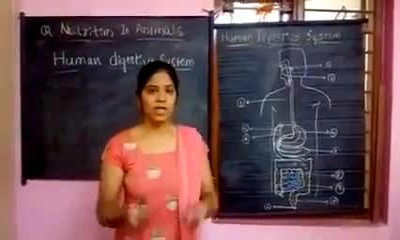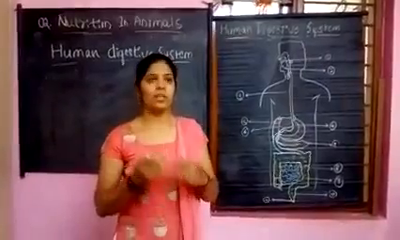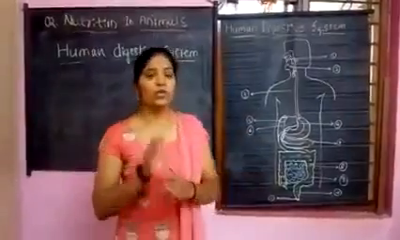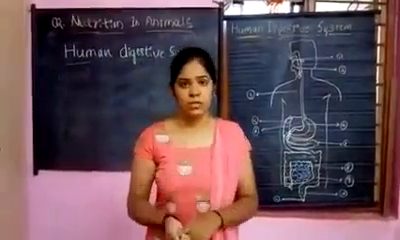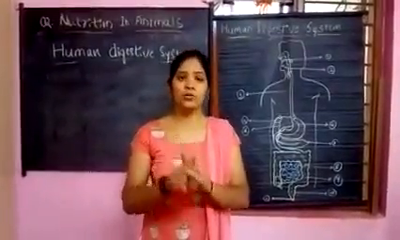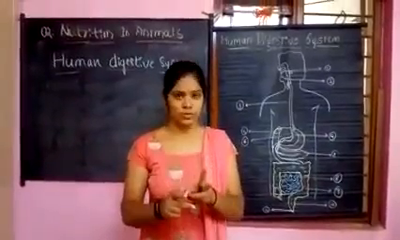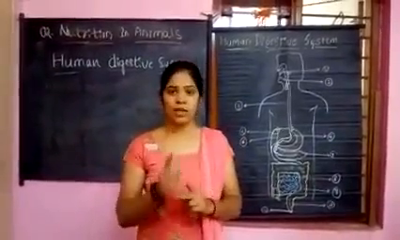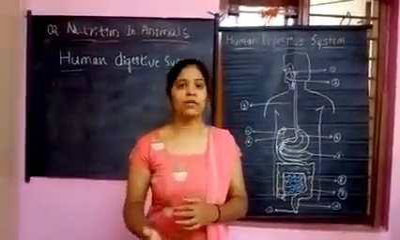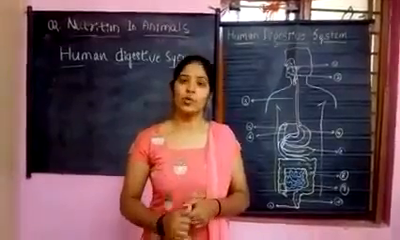So in the next class, I am going to deal with the human digestive system in brief. You should draw this human digestive system in the notes as well as in the homework part. It means you have to draw the human digestive system 2 times, and you should mention all the 11 parts. In the next class, I will give you the complete explanation about the human digestive system.